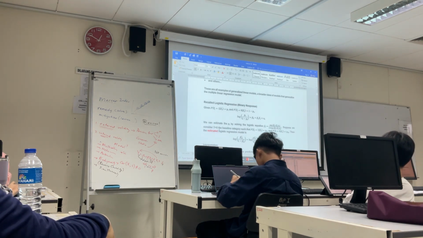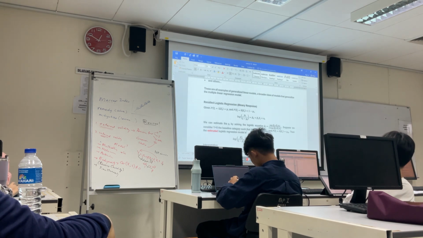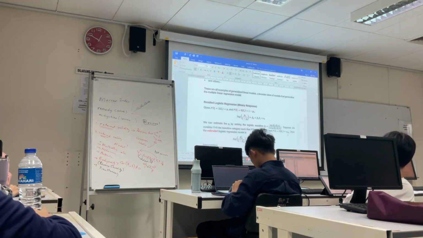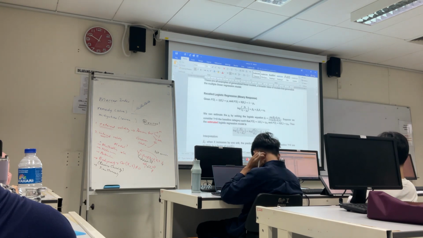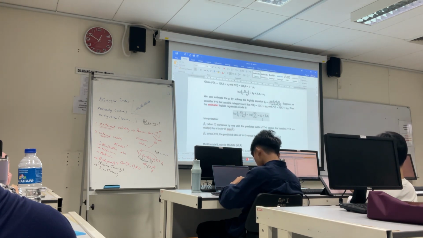Suppose we consider y equal to 0 as the baseline category, such that the probability of y equal to 1 is p, and y equal to 0 is 1 minus p. Then the estimated logistic regression is this one: log of this equal to this, regressed against beta naught and beta 1 x. Interpretation of beta 1: when x increases by 1 unit, the predicted odds of y equal to 1 versus baseline are multiplied by a factor of exponential beta 1.